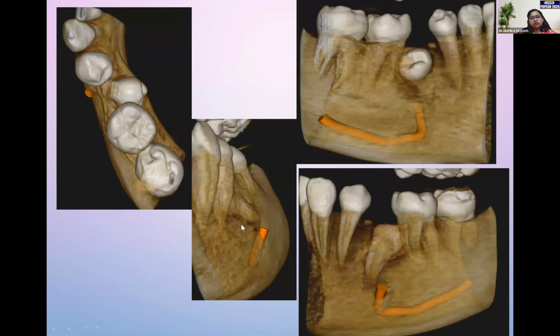Now, also in these 3D images, we can see the orientation of the teeth and the relation of the root to the mental foramen.